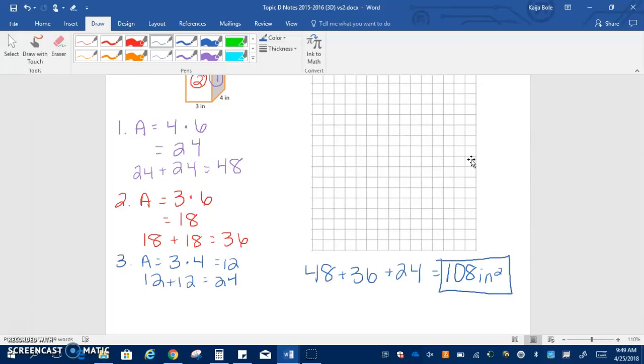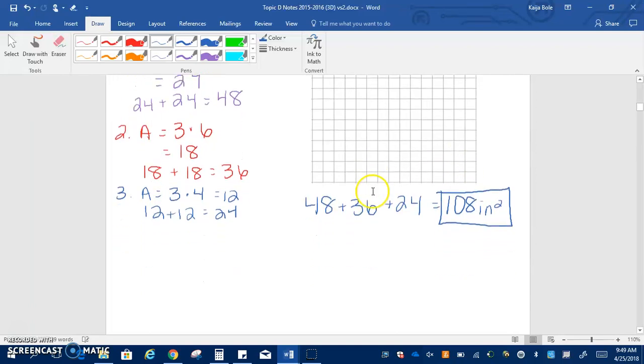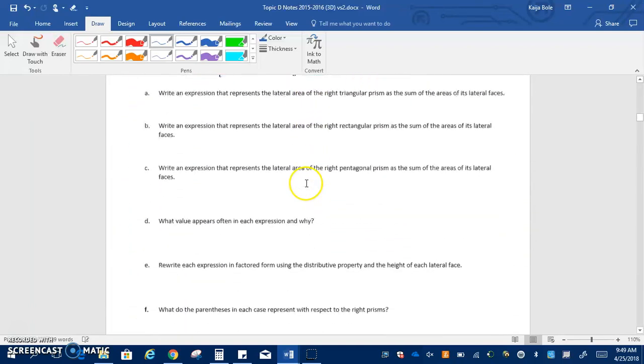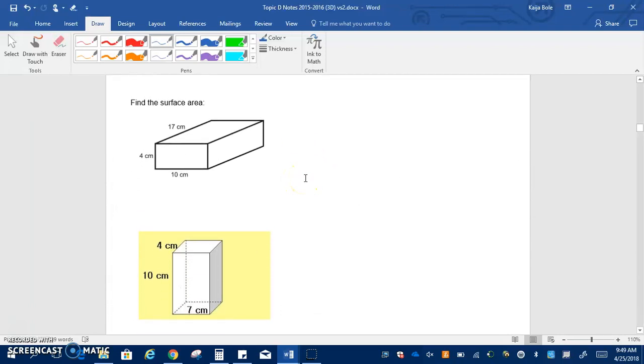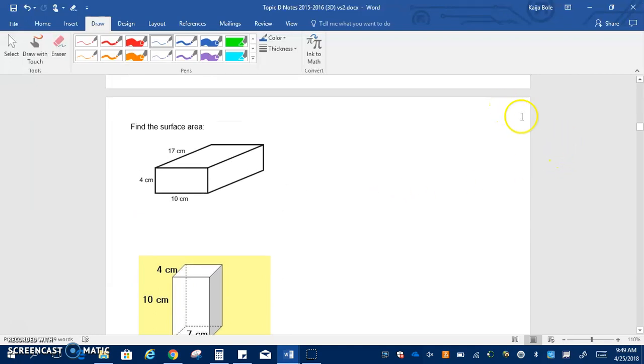Okay, so that's kind of the long way. Alright, we're going to skip the next page, and we're going to go on to page 4 in your note packet. We're going to use a formula now. The formula for surface area that we are going to use is, I'm going to do it in red here, SA equals P, capital P times H, plus 2 times capital B.